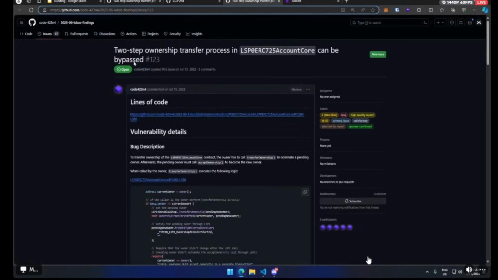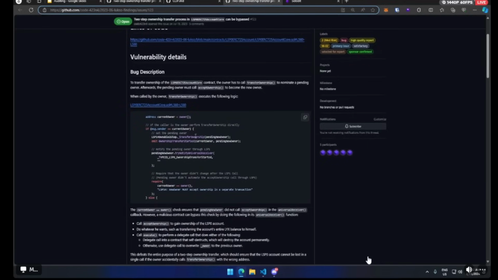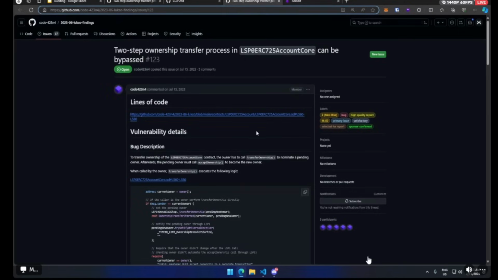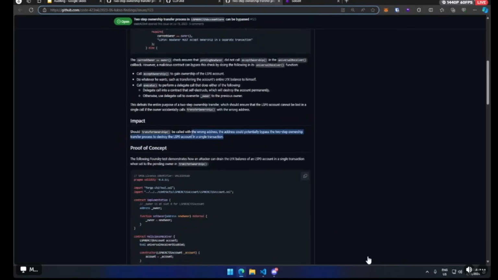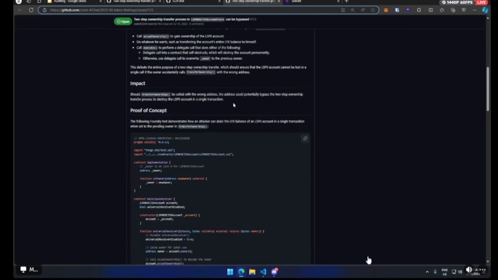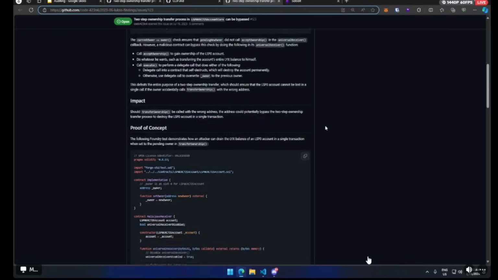The context is that this LSP0 contract inherits an Ownable 2-step library, so you should not be able to destroy the LSP0 contract in one transaction, in one call. So this is clearly an impact. But the important part is to keep this impact section short. You should state the likelihood, and then you should state the impact. Don't write an essay on what can happen. Just leave a nice one line.